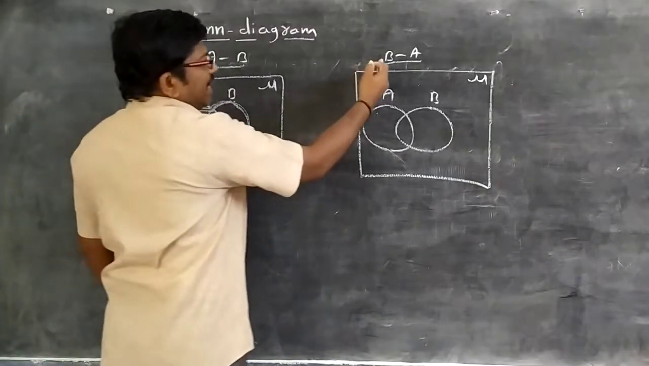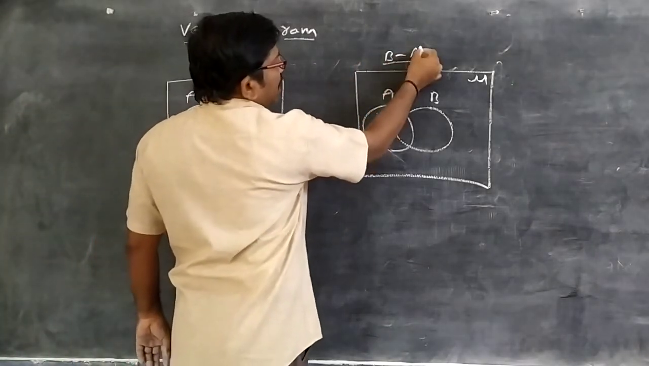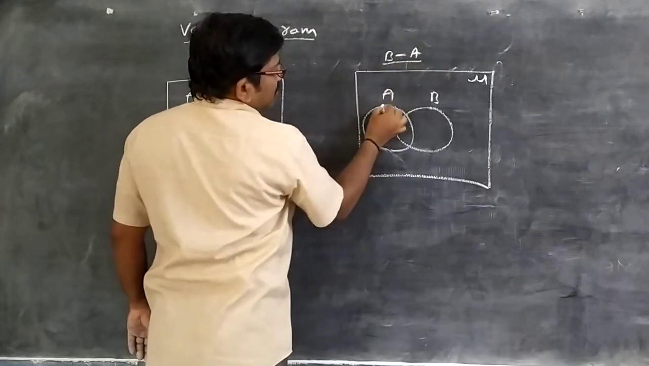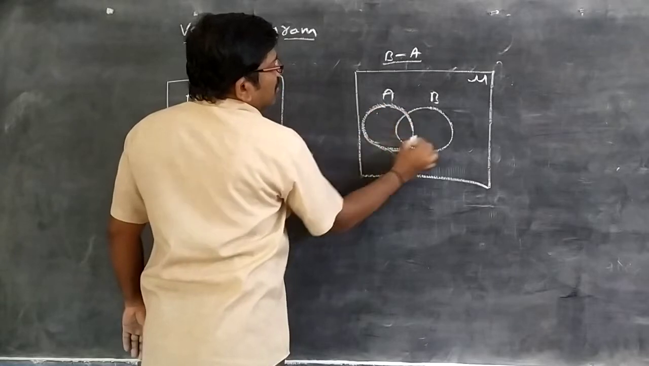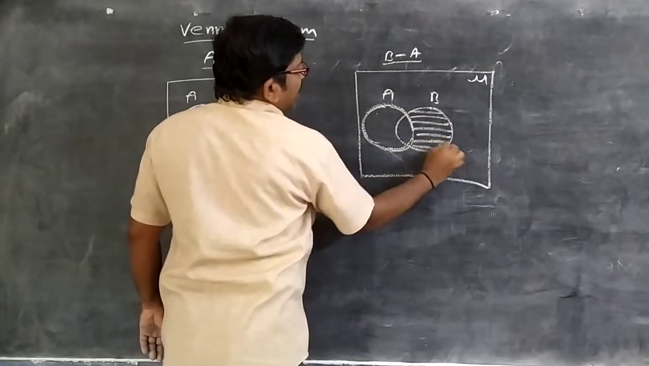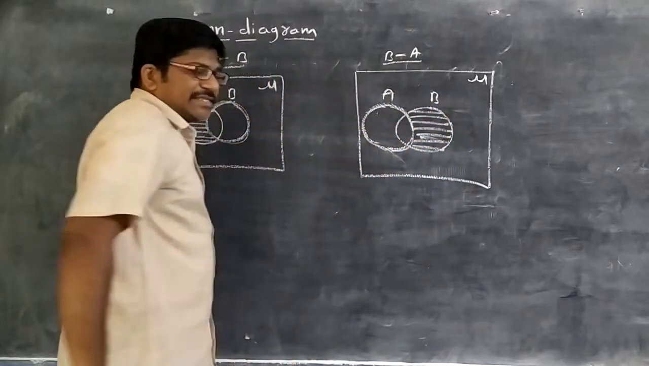So next, B minus A. B minus A, we subtract A from B. So don't touch A here. So only B. This shaded region represents B minus A.